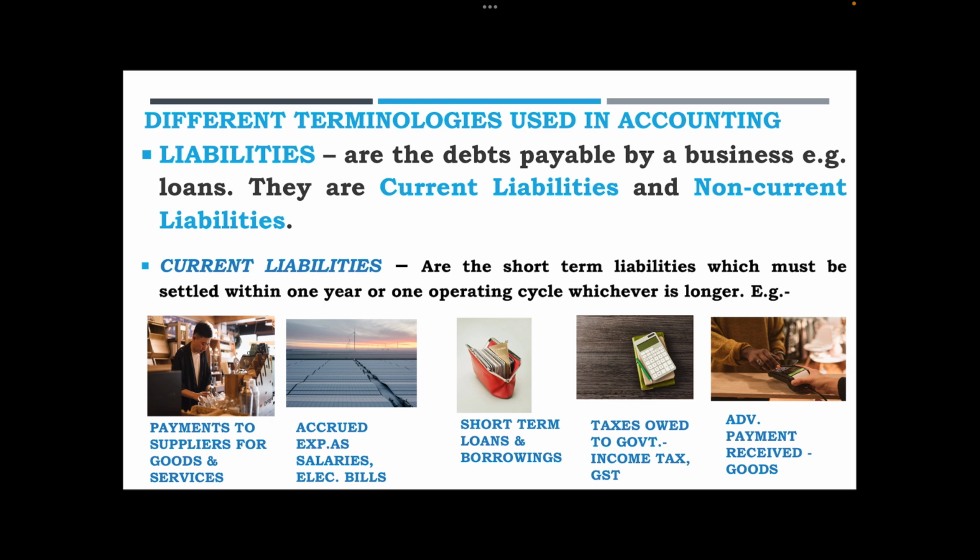Advance payment received against the goods. Now if you have made some sale to your customer and he has paid some advance amount, definitely he will adjust it in your final bill, but that advance received from your debtor will be considered as your current liability.